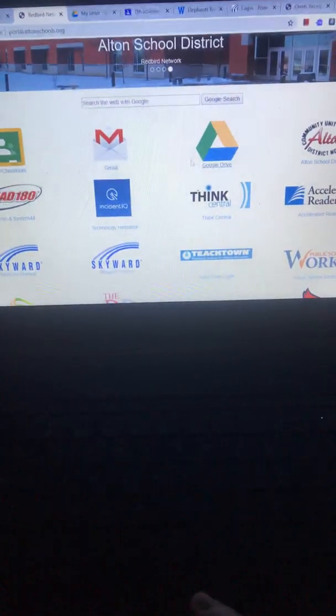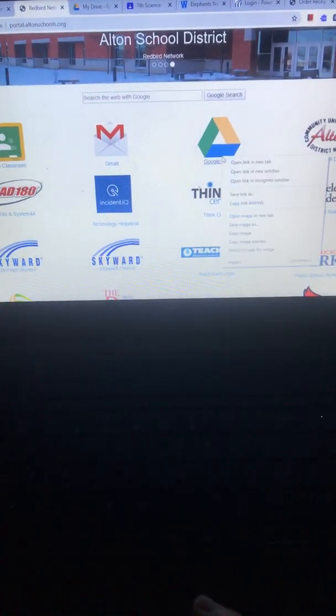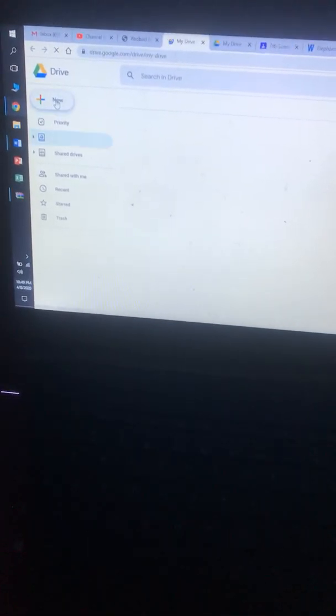So if you go to Redbird portal, you click on Google Drive, it will take you to this page where you have all your work saved. You're going to click New.